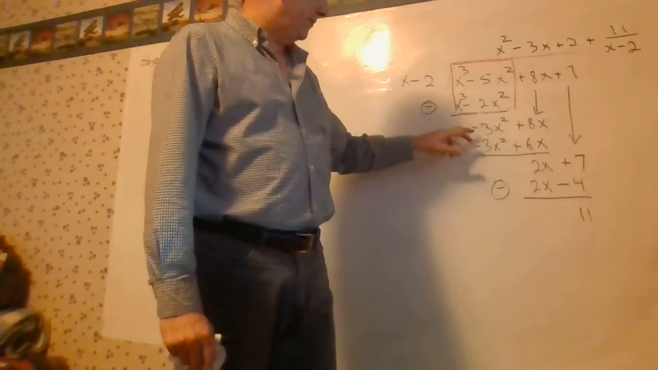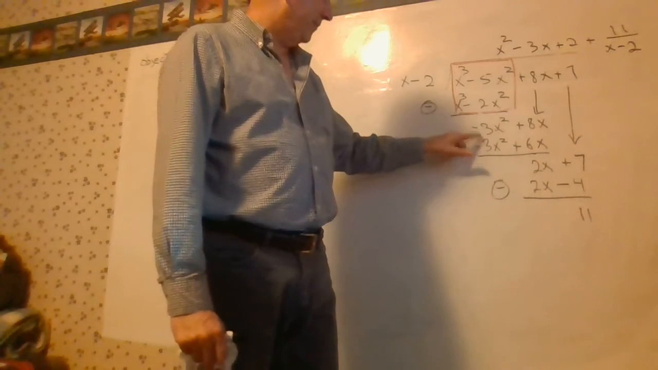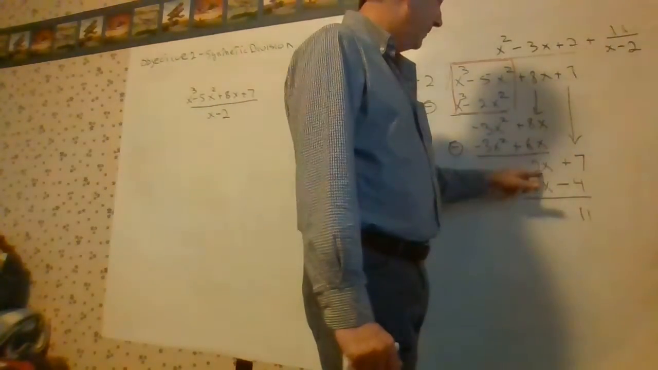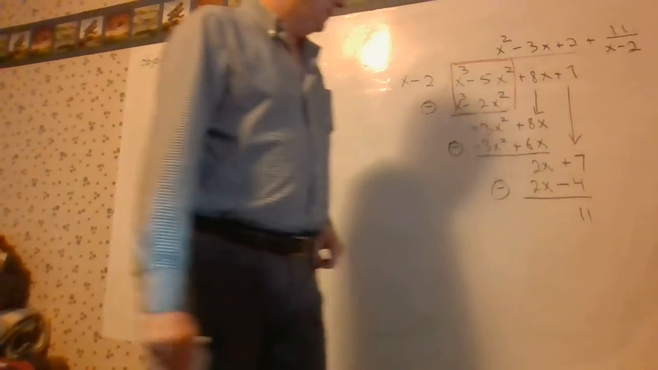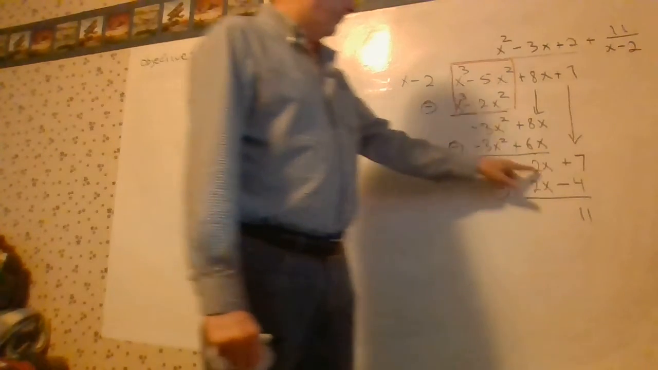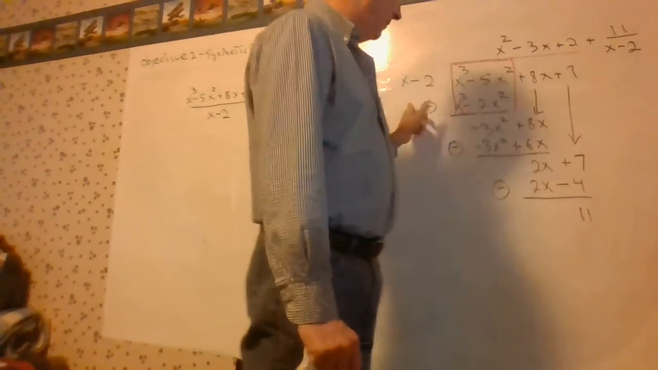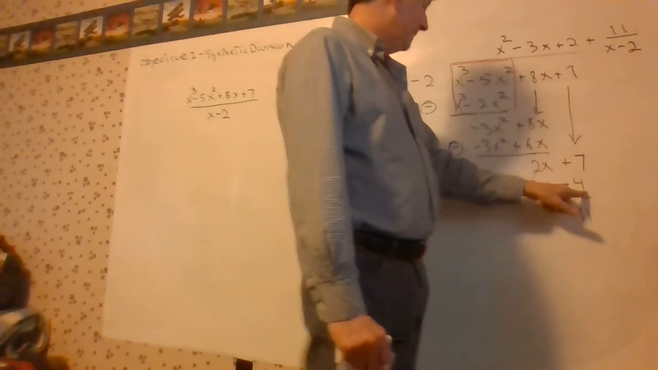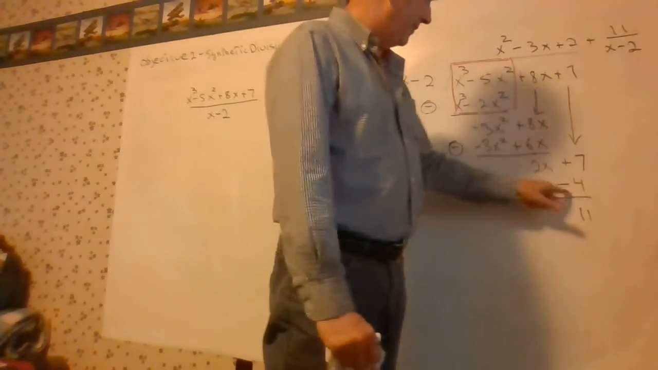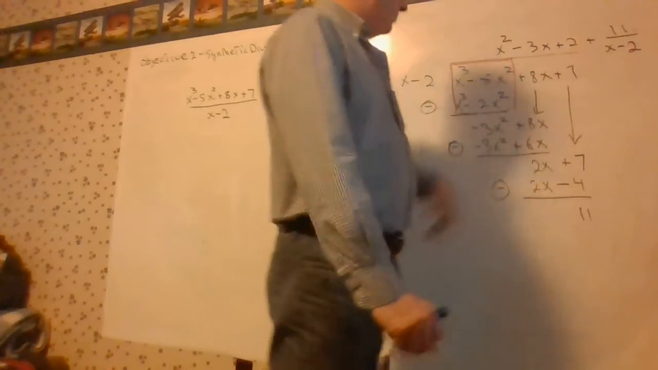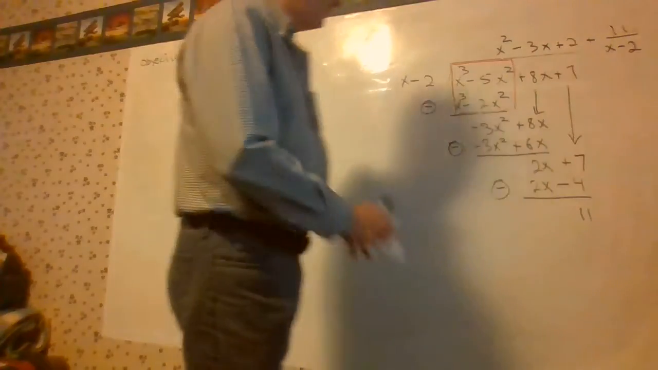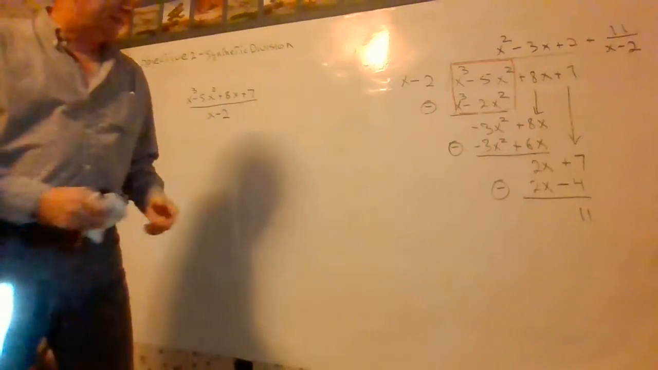Subtract, those cancel. See, negative, positive, negative 3 plus 3 is 0. It's set up that way. 8 minus 6 is 2x. Bring down the 7. And repeat. What times x is 2x? 2 is 2 times x, 2x. 2 times negative 2, negative 4. 7 minus a negative 4 is 11. And we put the remainder over the divisor. It's plus 11. So, a little bit difficult.